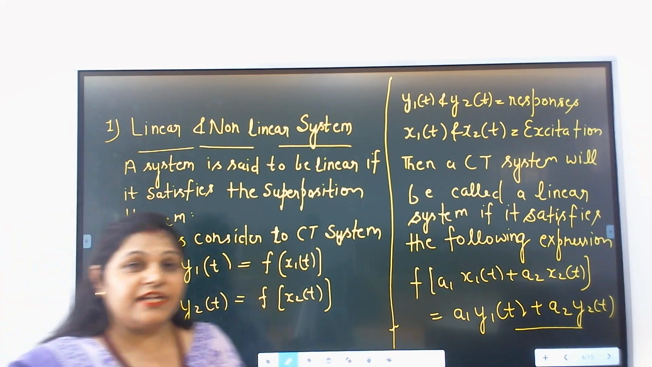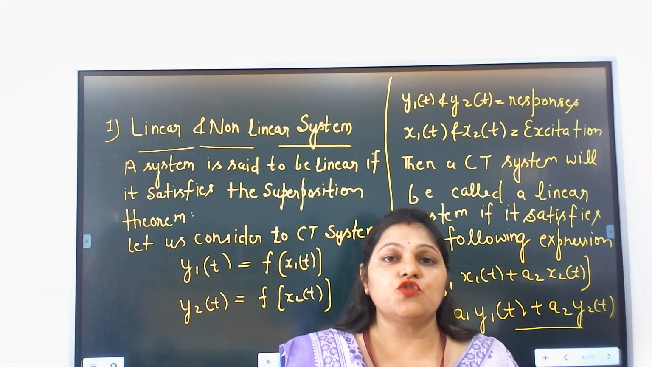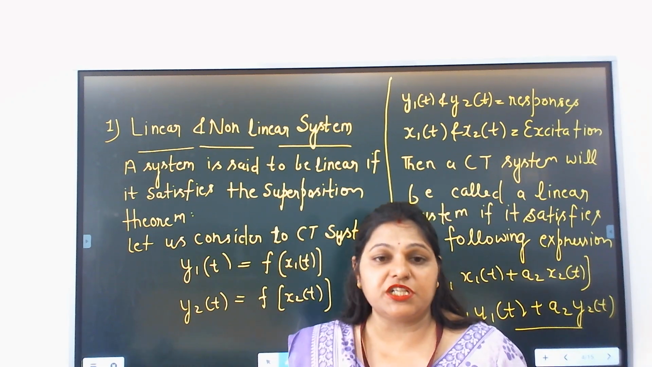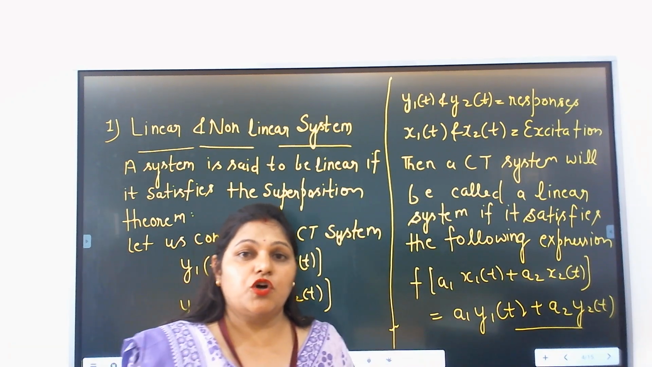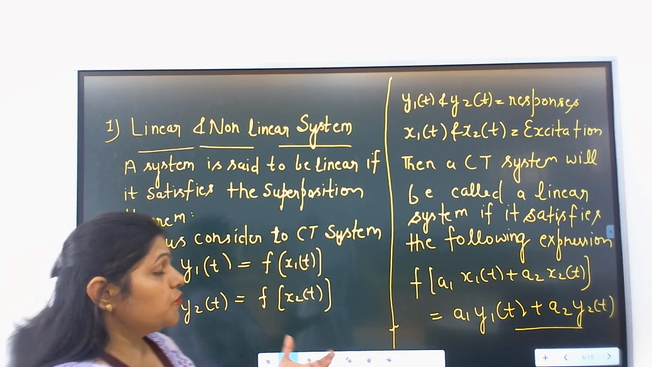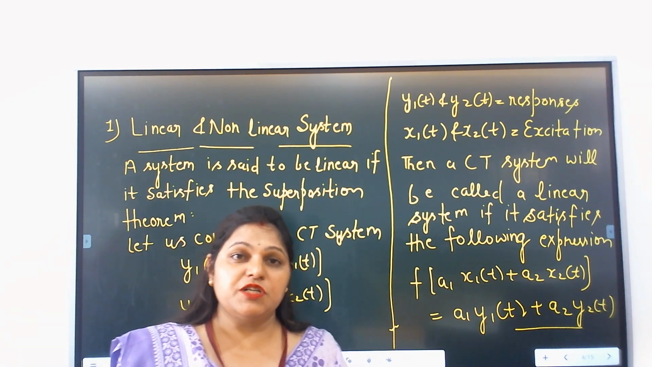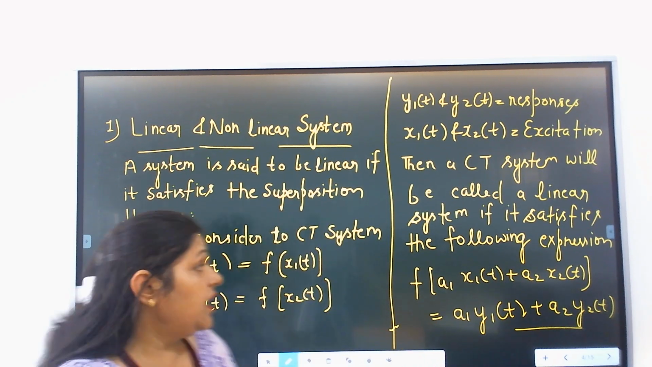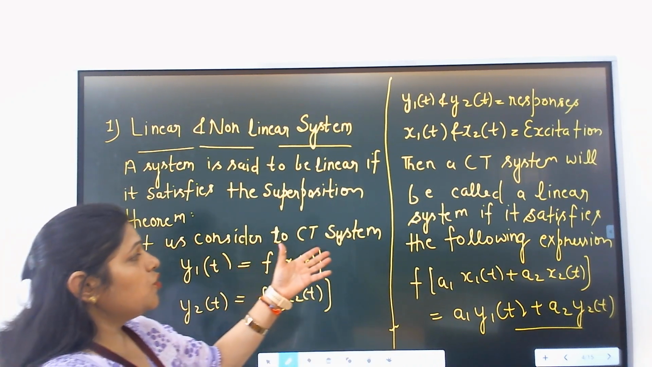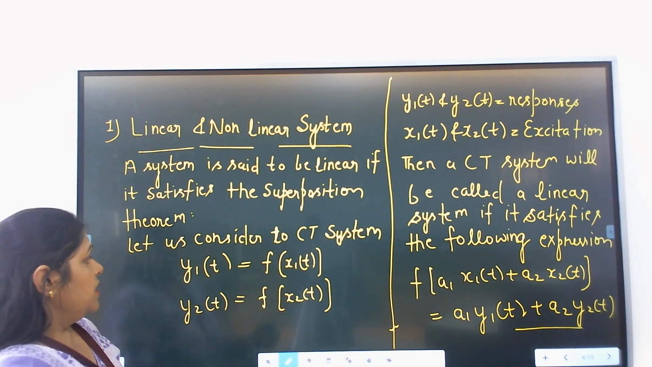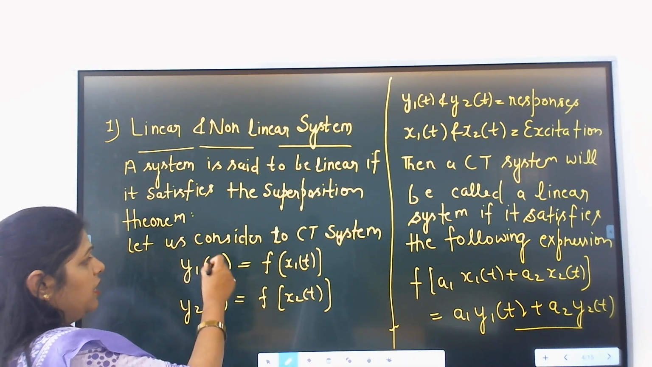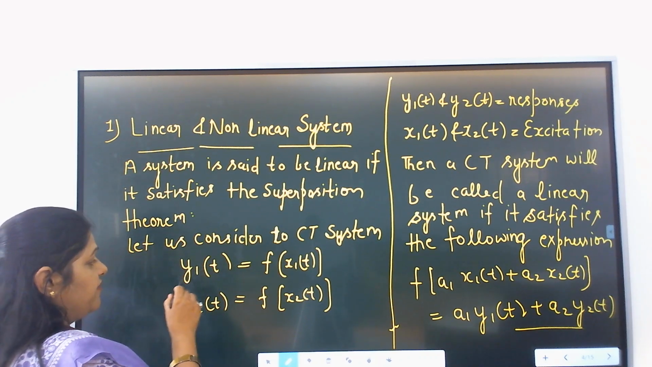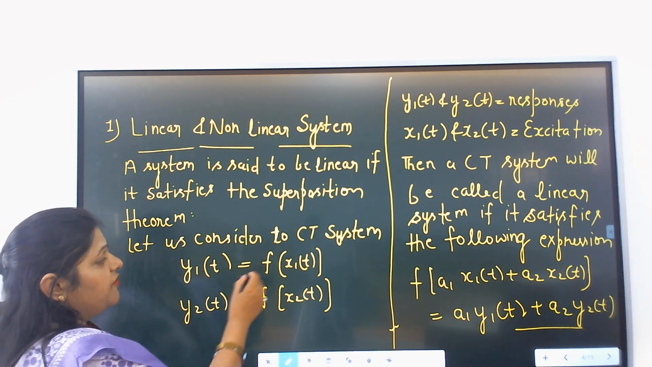Linear. What is linear? A system is said to be linear when it satisfies the superposition theorem. What is the superposition principle? The superposition principle consists of homogeneity and additive property. Let us consider two continuous time systems, y1 and y2. In a continuous time system we consider two signals, y1(t) and y2(t), which are functions of x.